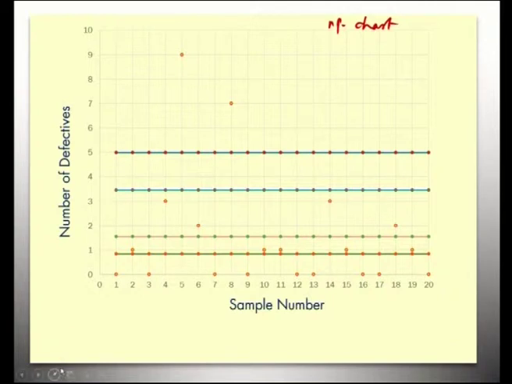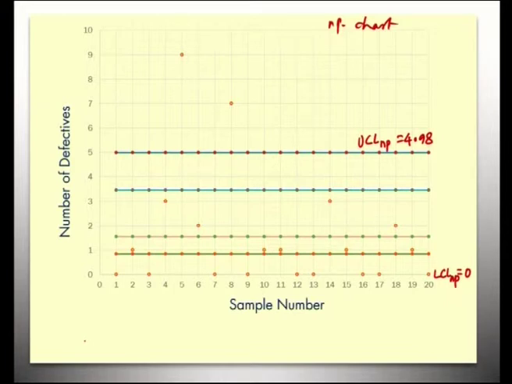Then we draw the UCL of NP. UCL of NP is equal to 4.98 and it is drawn just below 5, as 4.98 is actually rounded off to 5. This is UCL of NP, 4.98, and then this particular line here is LCL, that is LCL of NP is equal to 0.